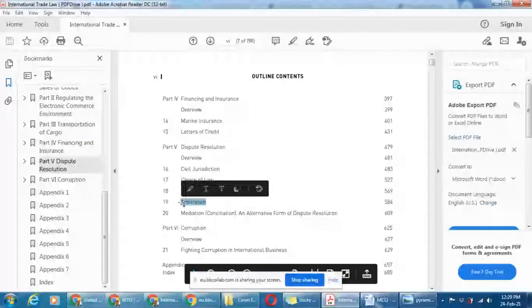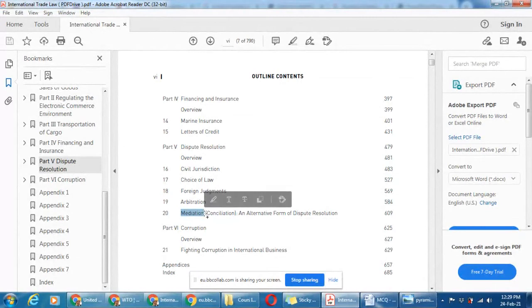So that's why, very simply now and fast, I need to give you a definition. What is arbitration? To understand the meaning of arbitration, I will share my screen here. As you can see here, we have mediation also and conciliation. It's enough for me to make the comparison between mediation and arbitration to understand the meaning of arbitration.